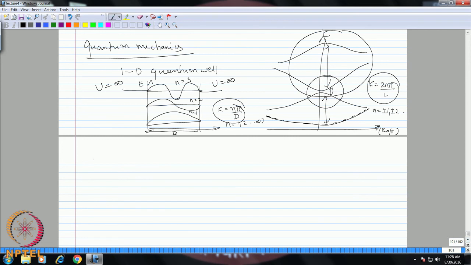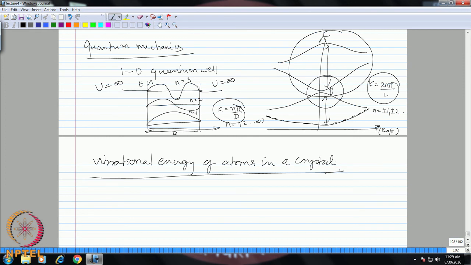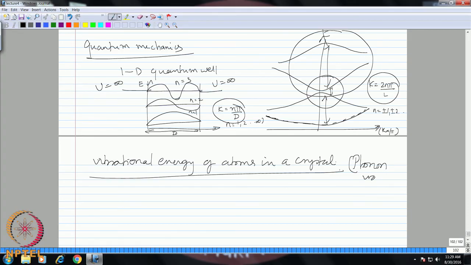So, basically you have the vibration of atoms, the vibrational energy of atoms in a crystal. So, we are going from quantum mechanics of simple systems to now more complex systems. So, we did this for electrons, now next we will do this for phonons. Okay, that means these are what? Phonon waves, right.